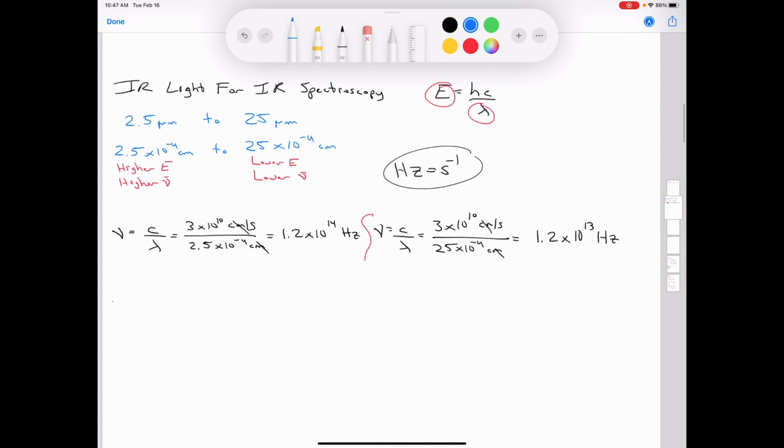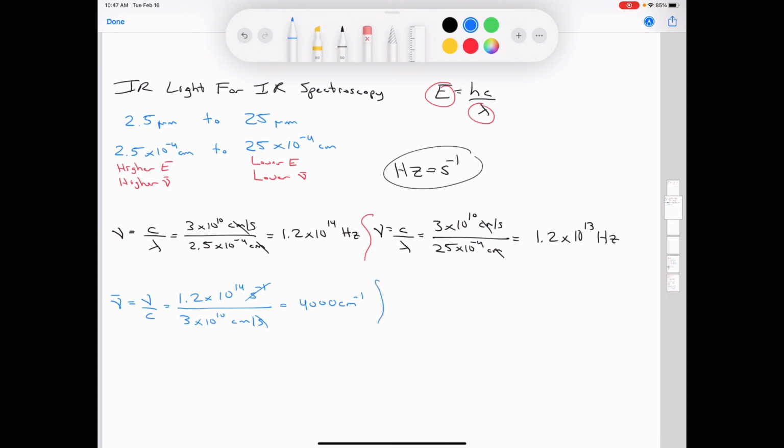Now, if I want to calculate the wave number for the higher frequency, my wave number is equal to frequency divided by the speed of light. And so it's going to be equal to 1.2 times 10 to the power of 14 seconds to the minus 1, because hertz is the same thing as seconds to the minus 1, divided by 3 times 10 to the power of 10 centimeters per second. These cancel out, and I'm left over with 4,000 centimeters to the minus 1.